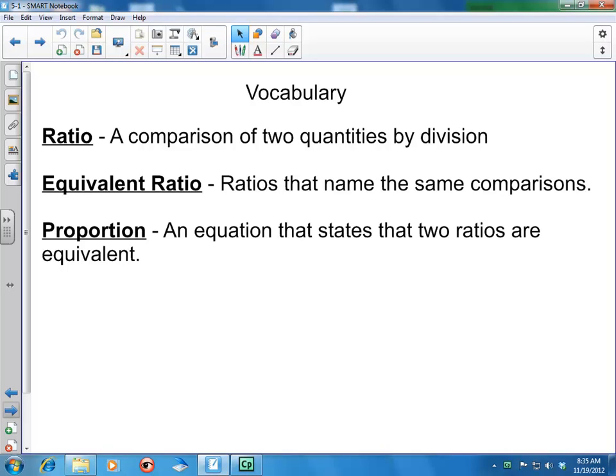Our first vocabulary word is ratio, which is a comparison of two quantities by division, which usually means a fraction if we're talking about division. Then we're going to be talking about equivalent ratios, which are ratios that name the same comparison, which you know because equivalent just means equal. And lastly, we're going to be talking about proportions, which is an equation that states that two ratios are equivalent. Remember that. Proportion just basically means equal. Okay? So let's take a look at our next slide.